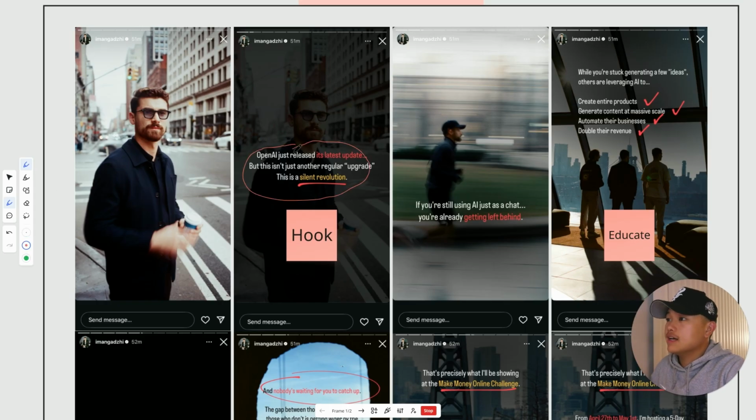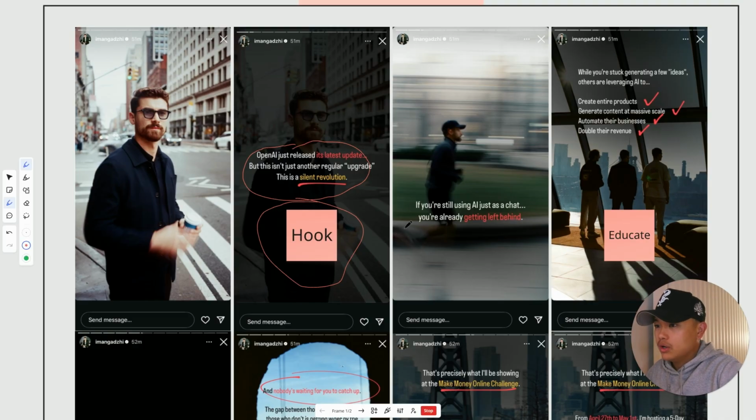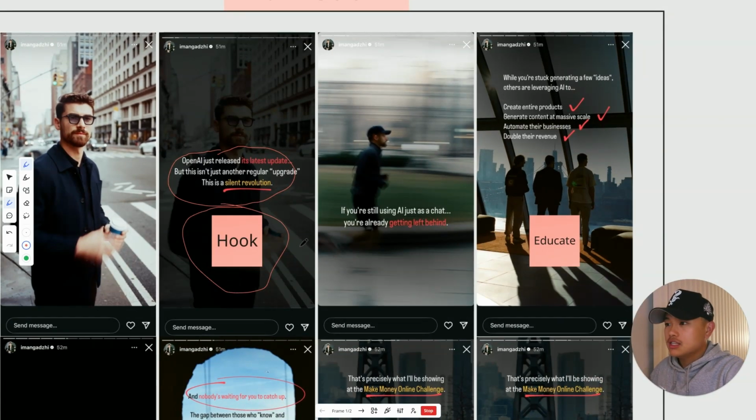All right, so OpenAI just released its latest update, but this isn't just another regular upgrade. This is a silent revolution. And so this hook is really good, right? Because it's intriguing. It's getting people to wonder, okay, what is this dude talking about? Obviously, Iman is a very well-known person in this space. So he has that authority to be like, okay, he knows something that the other people don't know. And if he's sharing something valuable, a lot of people are going to want to tune in to it. And so when he does that, he moves on into educating people.